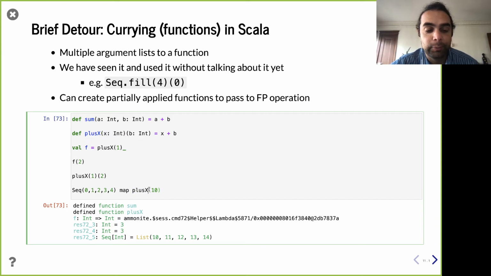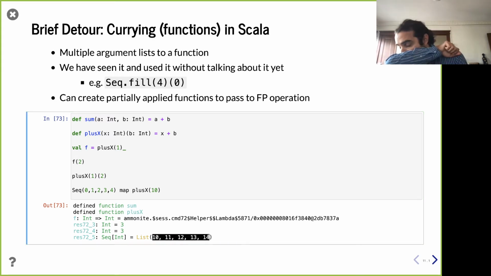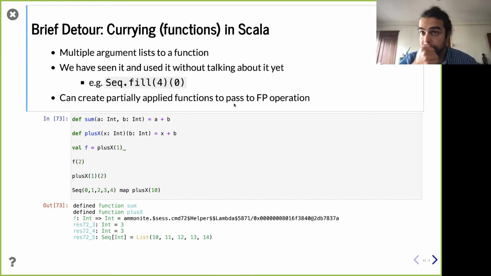So it's going to return a function that takes in an int and produces an int. Map is going to need a function that takes in an int and produces an int, so it's going to go ahead and apply that. And of course, we get 10 added into all of these. Cool.